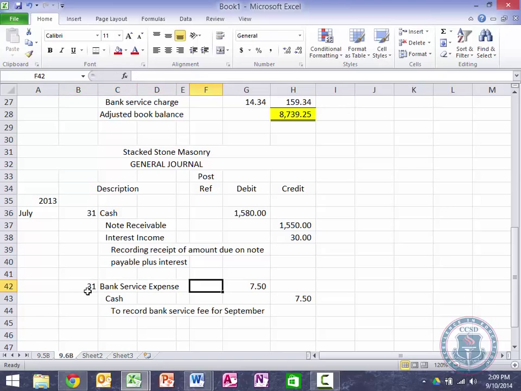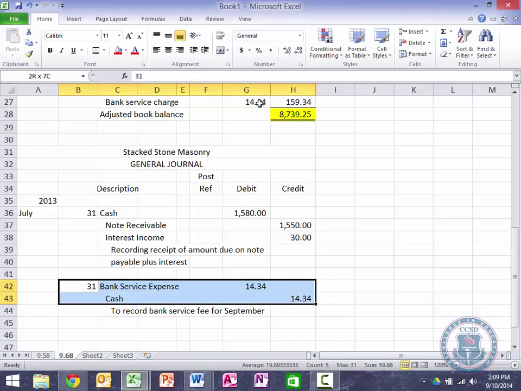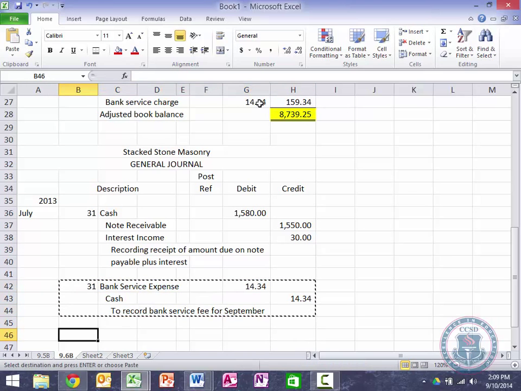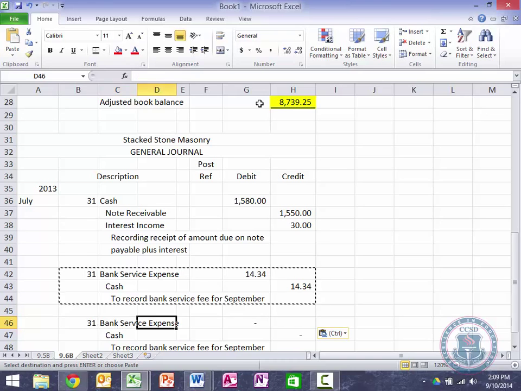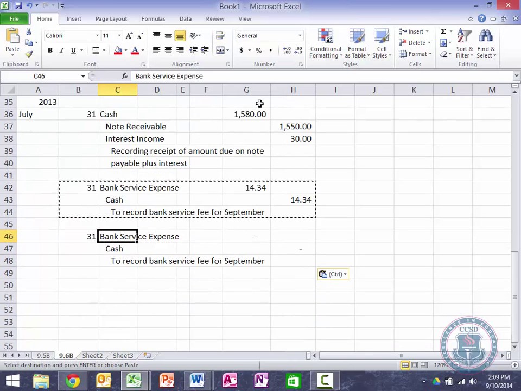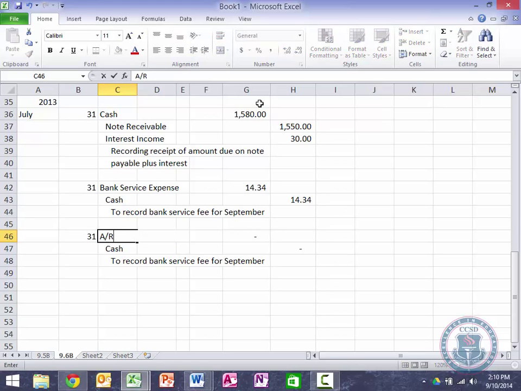Bank service fee. I'm not going to recreate the wheel here. It's $14.34. In fact, I'm just going to hit equals up here. It translates down. I'm going to copy and paste this. Boom. What account do we debit for an insufficient funds check? What account's going to go up? They paid us cash, but now they owe us money. Accounts receivable. I love it.